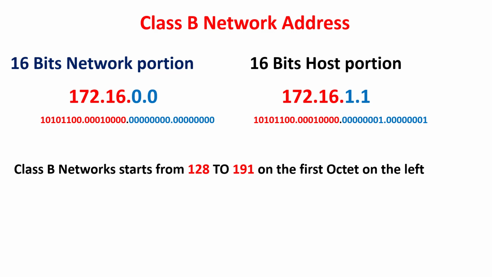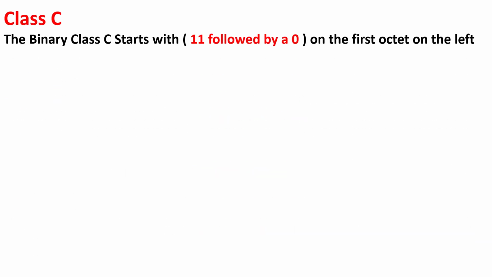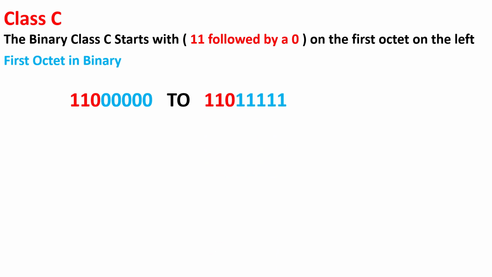The class B network starts from 128 to 191 on the first octet on the left. Now, class C: the binary class C starts with 11, followed by a 0, or the third bit is a 0 in the first octet on the left. The first octet in binary is 110, and this is how we write it, and in decimal it's 192 to 223.